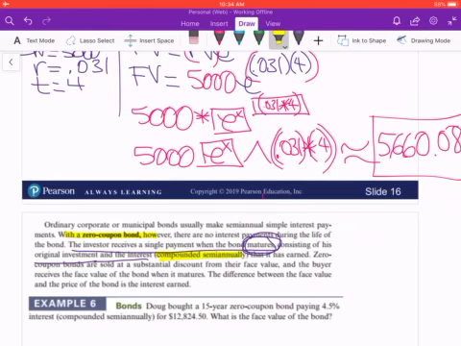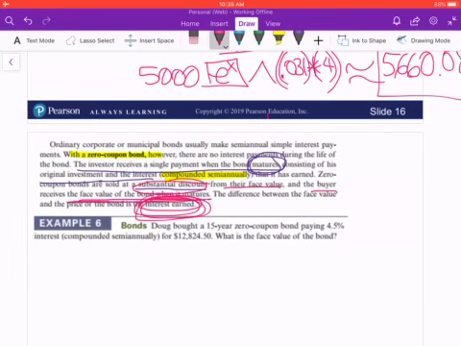And zero coupon bonds are sold at a substantial discount. So this is a new word that we're going to use, from their face value. And the buyer receives the face value of the bond when it matures. So that will be when the loan ends, or the bond, I should say. The difference between the face value and the price of the bond is the interest earned. So it's like we're going to be finding a new present value.